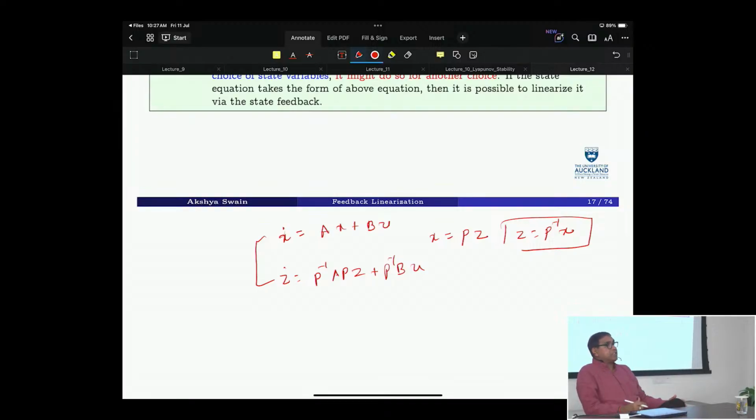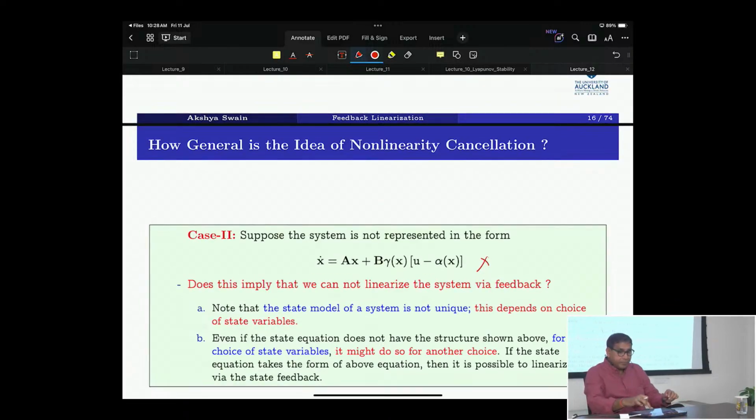How many possibilities are there? Infinite number of possibilities. The state variable model is not unique, so we explore these things in controller design. In controller design, sometimes we diagonalize the system and then design the controller. Similarly, if a nonlinear system is not in this form, you transform the nonlinear system into this form.